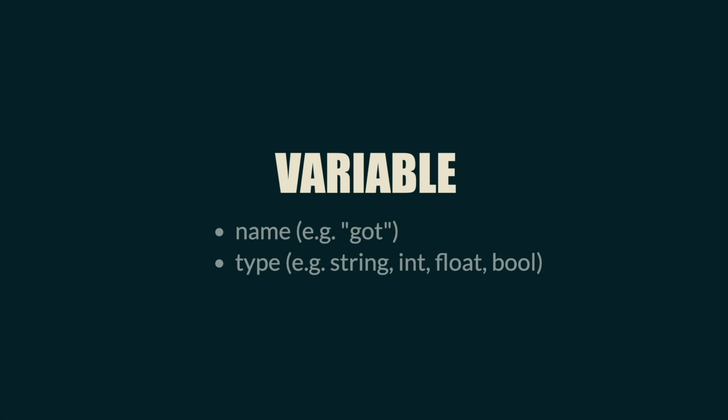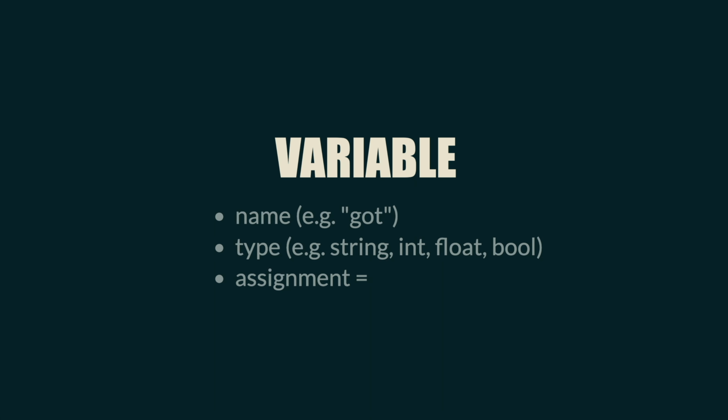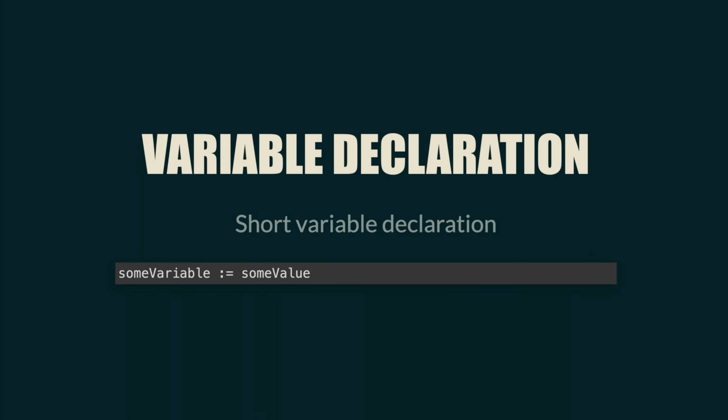Since function hello world returns a string, the variable got also should have a string type. You can assign a value to a variable using the equal sign operator. Once a value is assigned, you can change it or use it in your program. There are several ways of declaring a variable in Go, but now we're gonna use the shortest one.